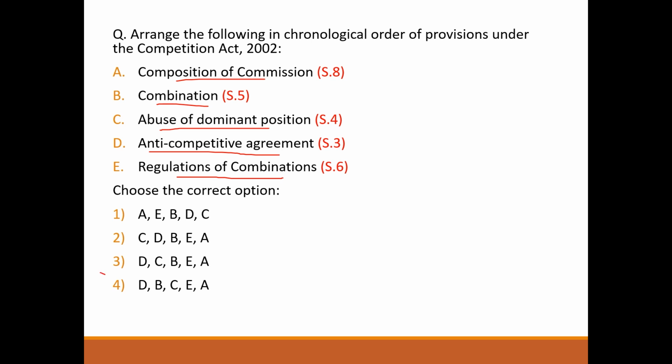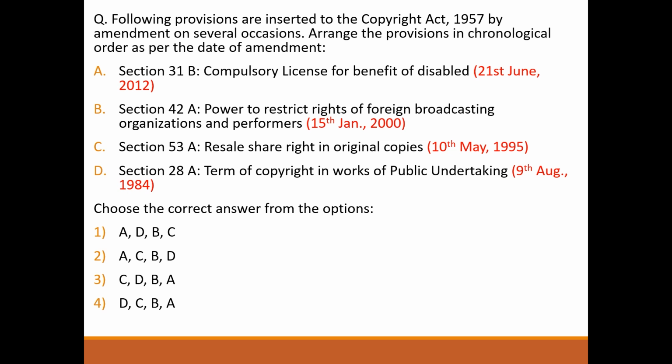Next question. The following provisions are inserted into the Copyright Act 1957 by amendment on several occasions. Arrange the provisions in chronological order as per the date of amendment. Section 31B, compulsory license for benefit of disabled, 21st June 2012. Section 42A, power to restrict rights of foreign broadcasting organizations and performers, 15th Jan 2000. Section 53A, resale share right in original copies, 10th May 1995. Section 28A, term of copyright in works of public undertaking, 9th August 1948. So the answer will be option number 4.